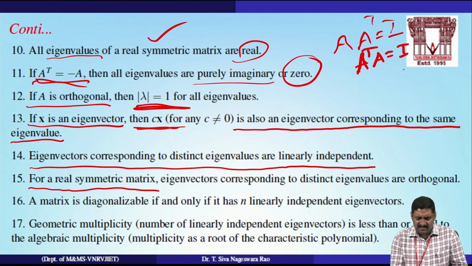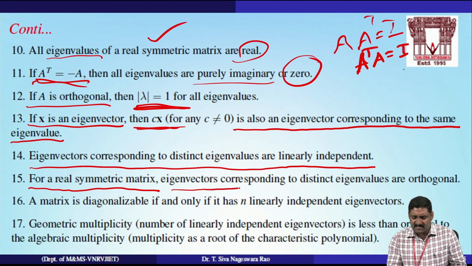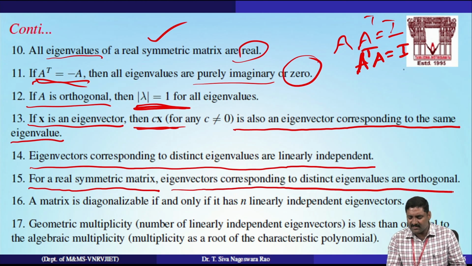For a real symmetric matrix, the eigenvectors corresponding to distinct eigenvalues are orthogonal. Assume that I am given a 3 by 3 matrix which is symmetric, that is A transpose is equal to A. We will find the eigenvalues. Assume the eigenvalues are distinct. Anyway, we will find the corresponding eigenvectors. The corresponding eigenvectors are always perpendicular to each other.